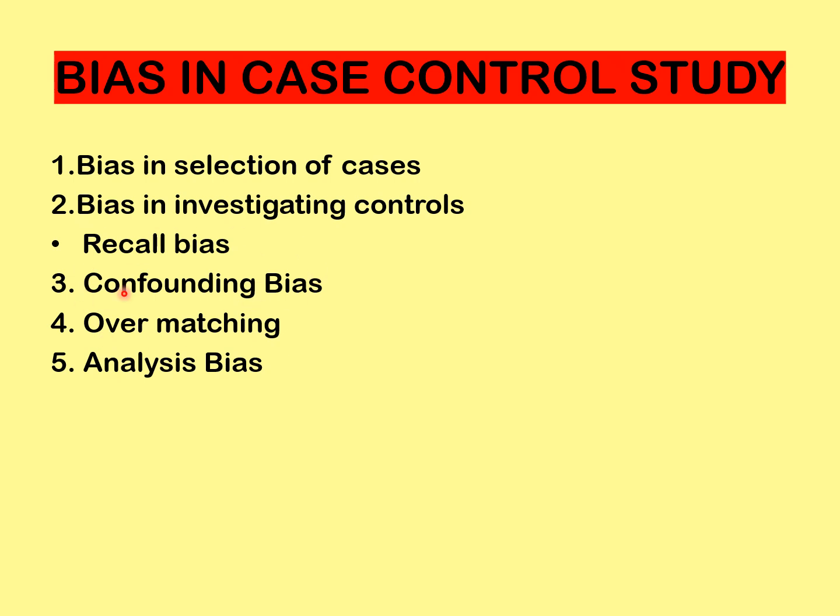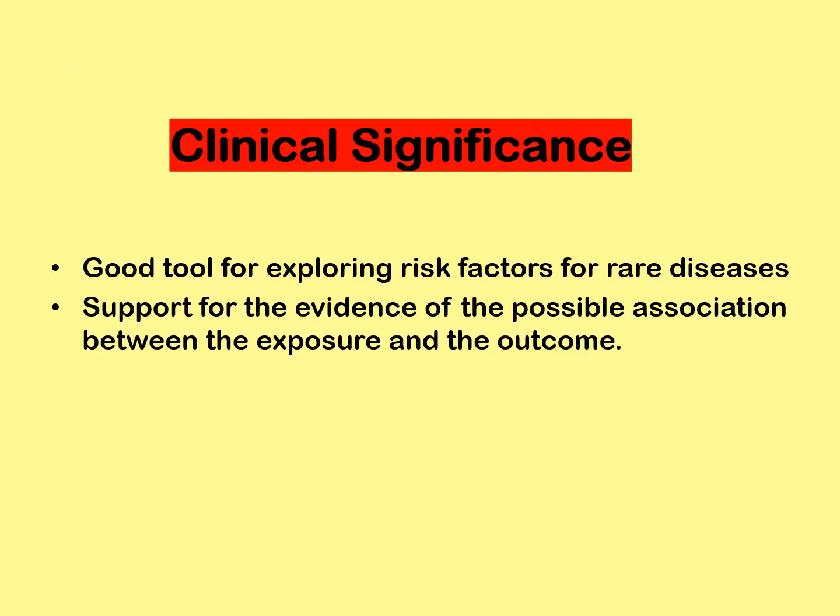Next one is confounding bias, which occurs when several related risk factors affect the disease, and it becomes hard to know which one actually caused it, confusing the result. Next one is overmatching. This occurs when the controls are made too much like the cases. Last one is the analysis bias, which occurs during the odds ratio calculation.